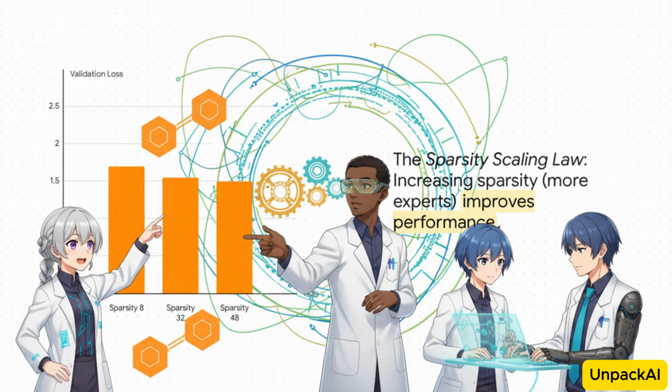So why the magic number of 384 experts? Well, it wasn't a random guess. The team's research actually uncovered something they call a sparsity scaling law. What this chart shows is pretty cool. For the same amount of computation, so the same cost, as you increase the number of experts, which makes the model more sparse, the model's performance actually gets better. You can see that here with the lower validation loss. So they settled on a sparsity of 48, which works out to 384 total experts with 8 of them active for any given token, as the perfect sweet spot, balancing those performance gains against the sheer complexity of the infrastructure.